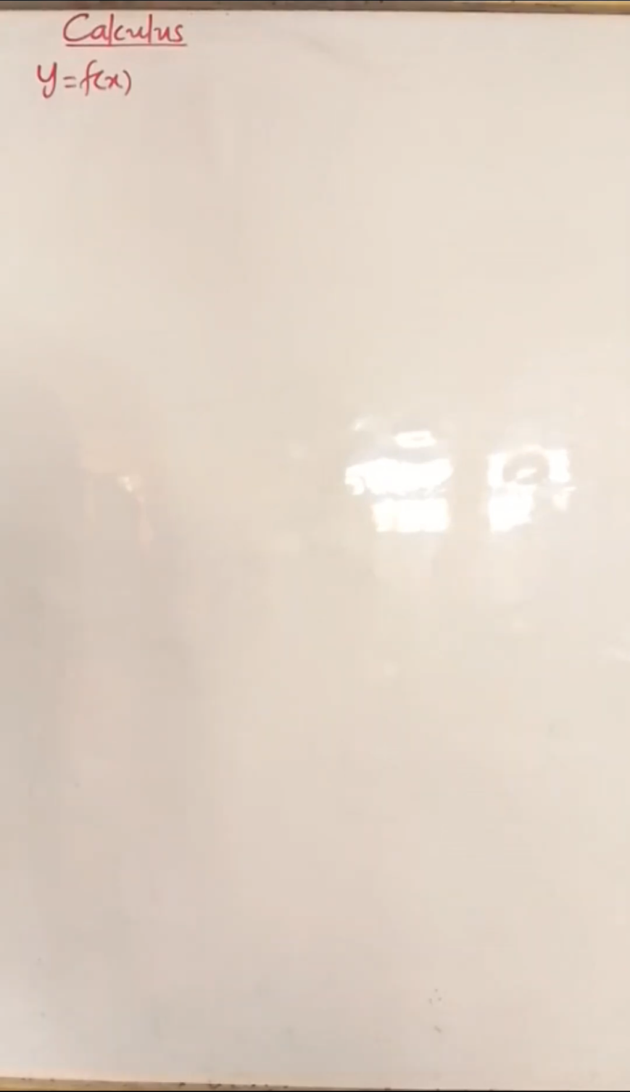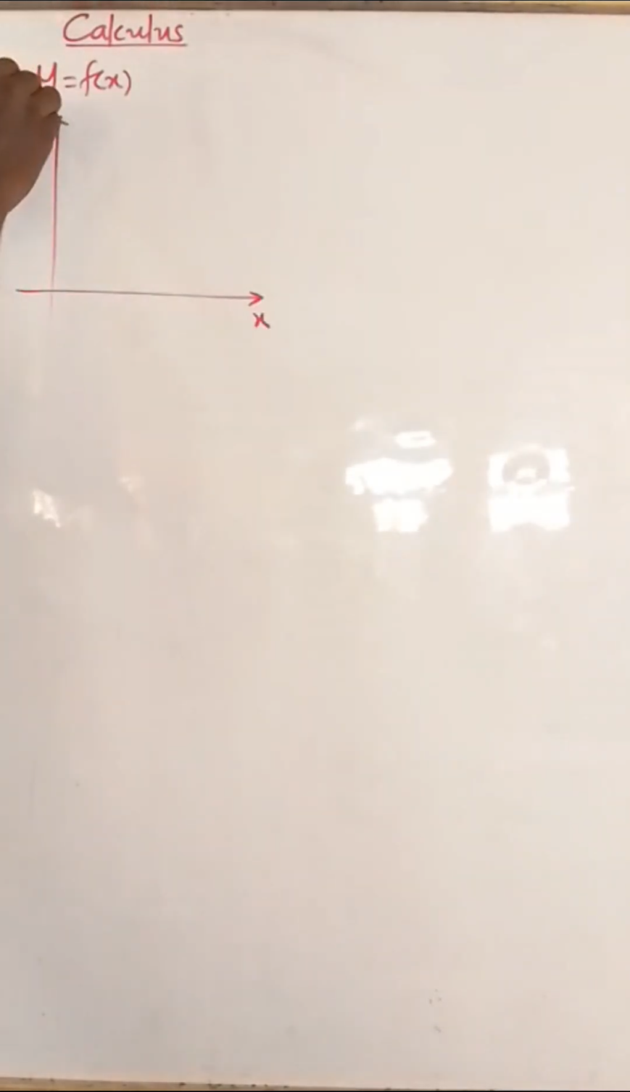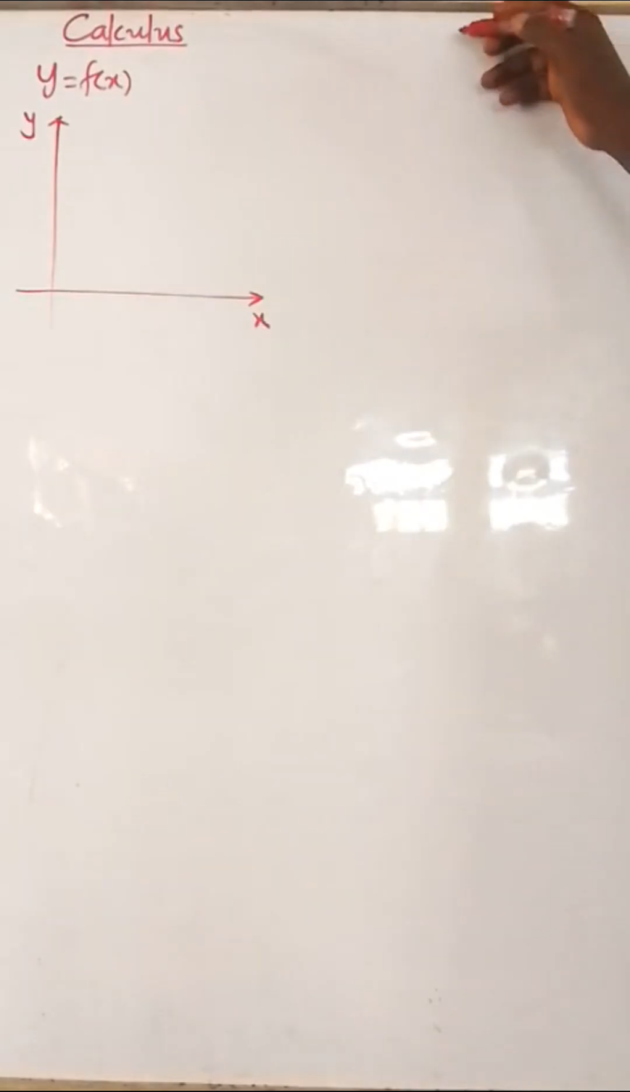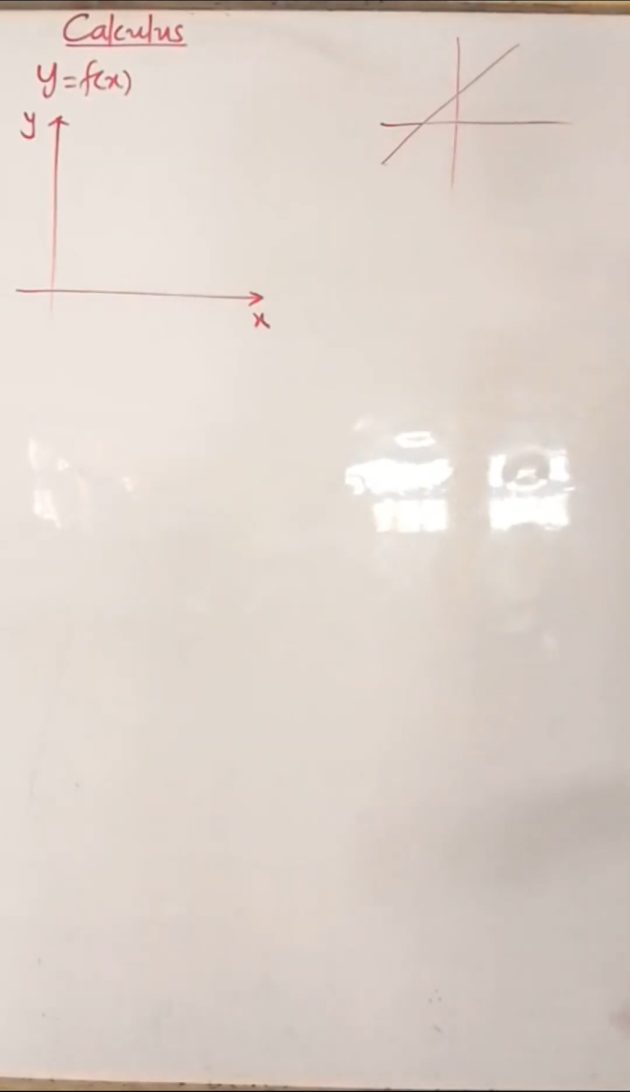And for every function, we can represent them in a graph using the Cartesian plane. So we have the y-axis, which is the vertical axis, and we have the x-axis, which is the horizontal axis. So this is y against x. So for different functions, they have different graphs. For example, for a linear function, we have a graph like this, either going like this, if it's a positive graph, or coming this way, if it's a negative graph.